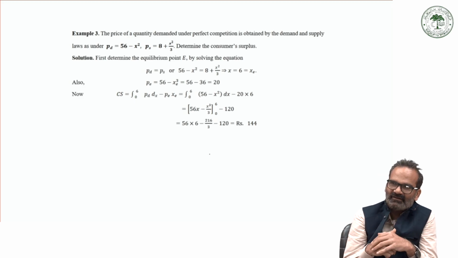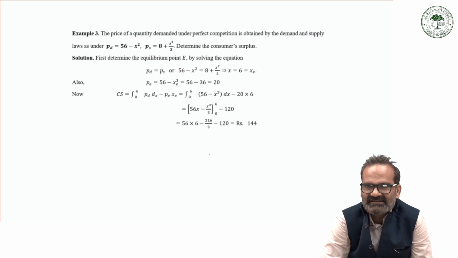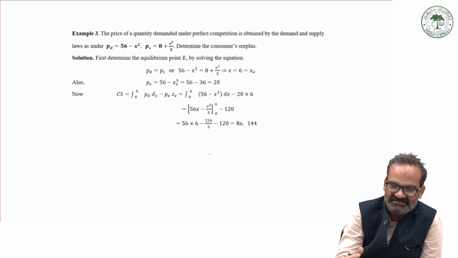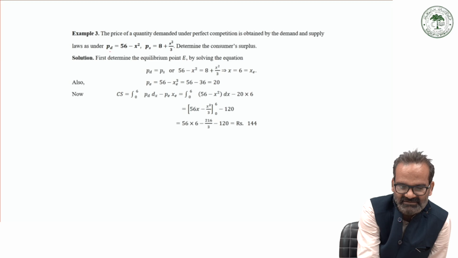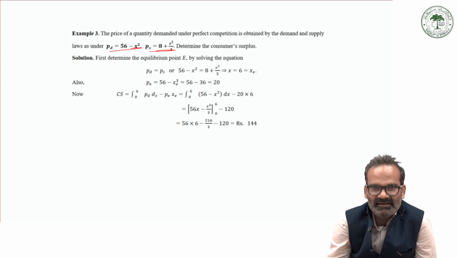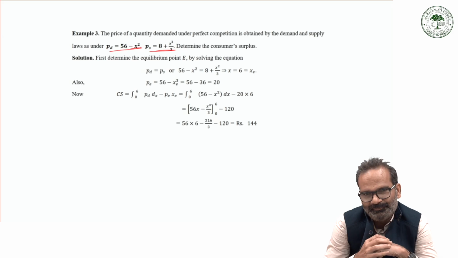So this is the case of perfect competition. The price and quantity demanded under perfect competition are obtained from the demand and supply functions as under. This is your demand function and this is your supply: PD, D for demand, PS, S for supply. Determine the consumer surplus. Before solving this question, let me explain one thing more.